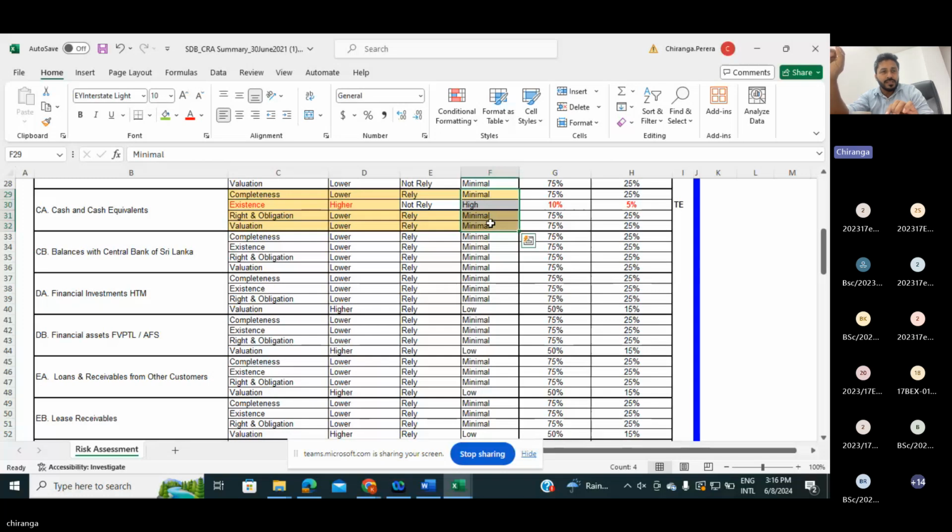For whatever test step or audit procedure ensures valuation, completeness and rights and obligations, use minimal CRA for the testing threshold. That is the most effective way, right?